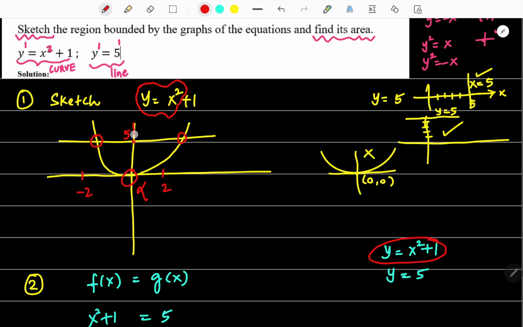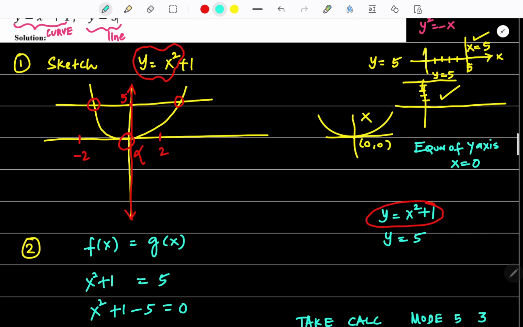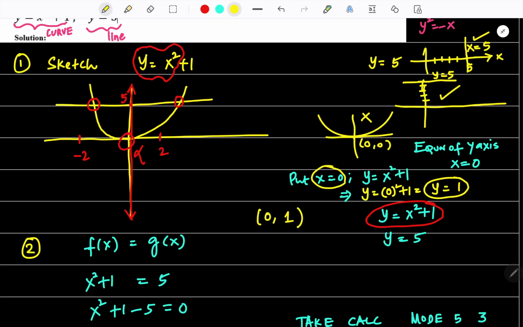So what is this line? This line is the y-axis. What is the equation of the y-axis? x is equal to 0. So keep in your mind, the equation of the y-axis is x equals 0. So I'm going to put x equal to 0 in the equation y equals x square plus 1. I will get y equals 0 square plus 1, so y equals 1 and x equals 0. So I got another point, which is 0 comma 1.